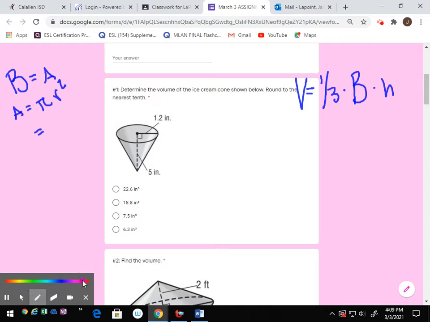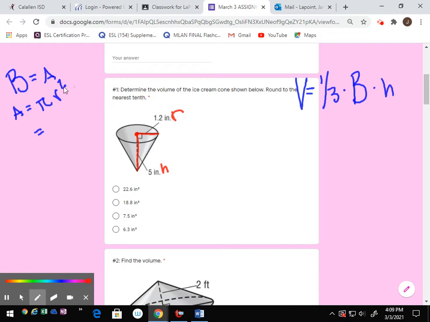So now let's look at our little cone. We say that 1.2 is pointing to this line that starts at the center of the base to the edge of the base. So this means this is our radius, and then we have a line going from the base all the way down to the tip of the cone, which is our height. So 5 inches is our height of the whole entire cone.